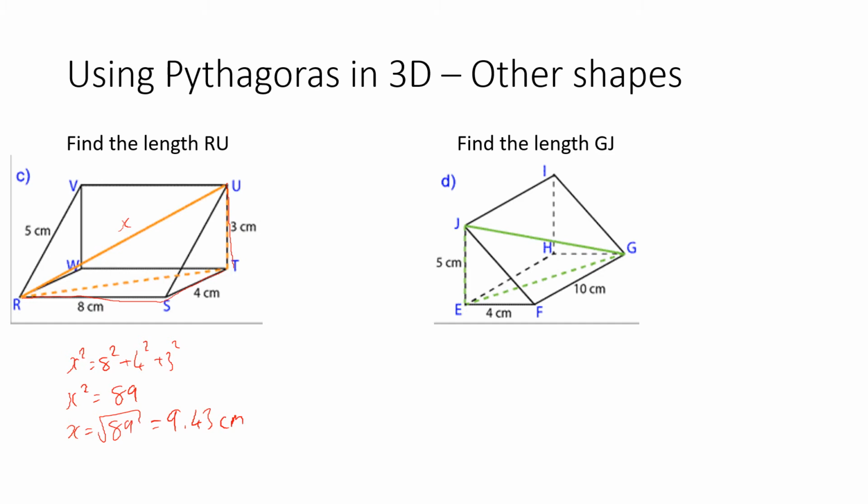That's it. What about the length G to J? Well, if we want to go from G to J, we start at G, we go across to F, we go across to E, and we go up to J. And so that's going to give us, in this case, let's call that y. That y squared is 10 squared, and 4 squared, and 5 squared. So y squared is 141. Square root that, and we'll get that y is 11.87 centimeters.